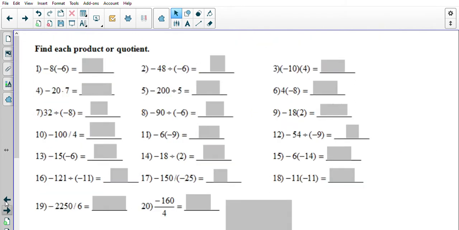Now, it's not a bad idea, if you want to try these questions on your own, restart the video and check your solutions, you can certainly do that. So number 1 is -8 times -6. This solution will be 48. I know this since the signs are the same, my answer will be positive, and 8 times 6 is 48. Number 2, -48 divided by -6. The signs are the same, my answer will be positive, and 48 divided by 6 is 8.